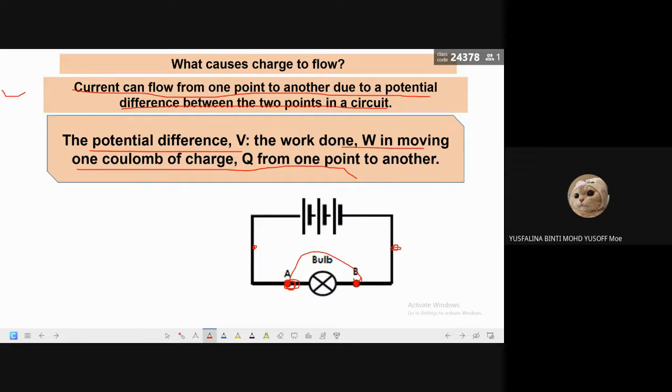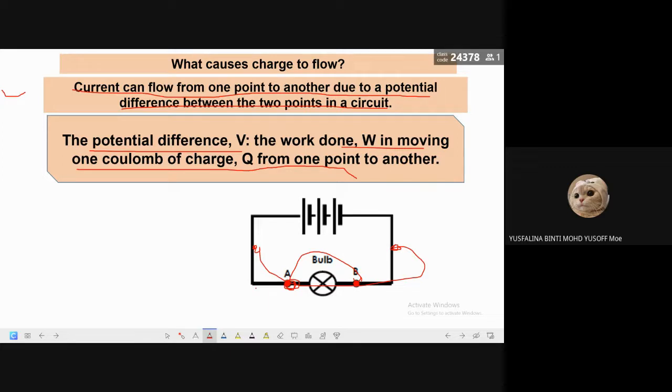Okay, what is the energy that you need to move from this point to this point? That we call the potential difference. So that's why the current can move. If there is no potential difference, it means there is no energy. So how can the charge move?